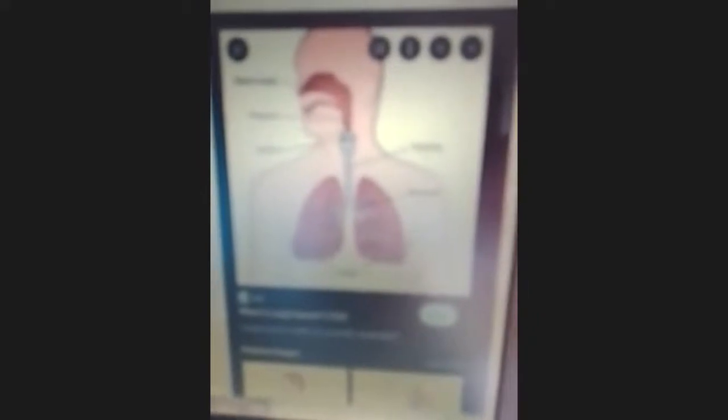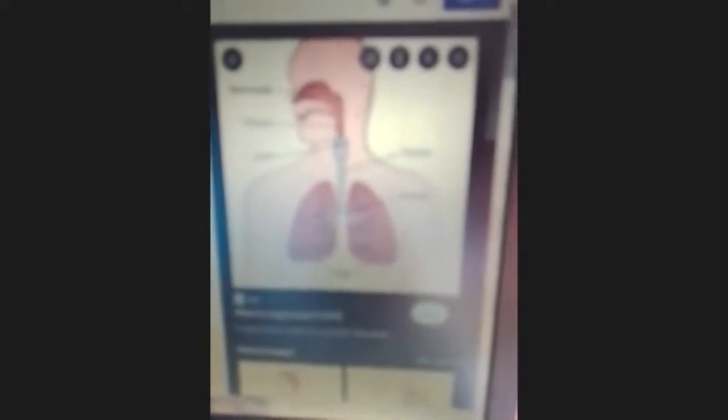Anyway, let me show one to you here so we won't take much of our time. Okay, here we are. You can see it. That is how the lungs are. There are two lungs which are found in the chest region of the body. Okay, now that is that.